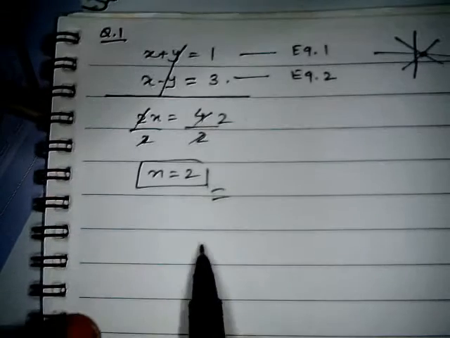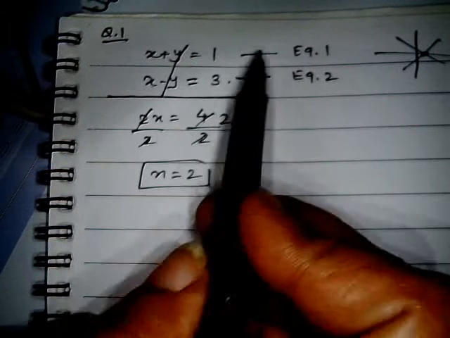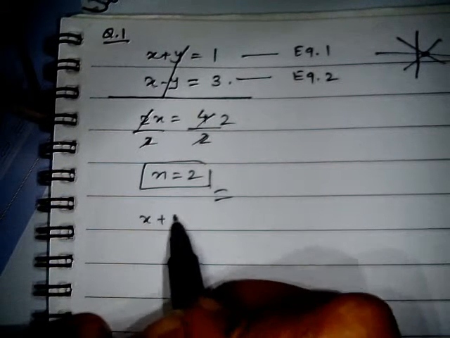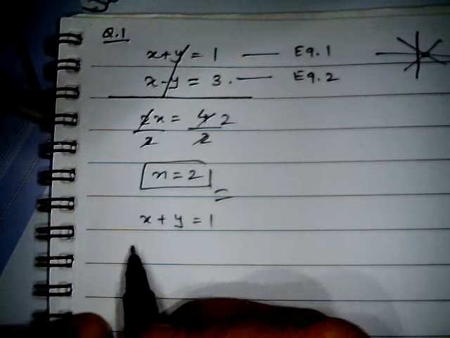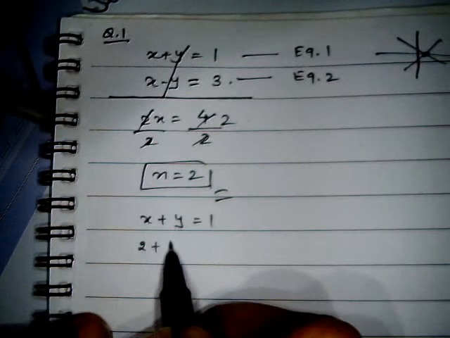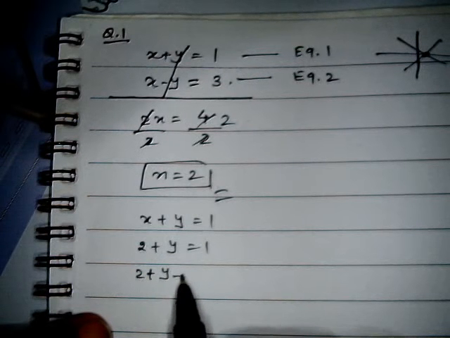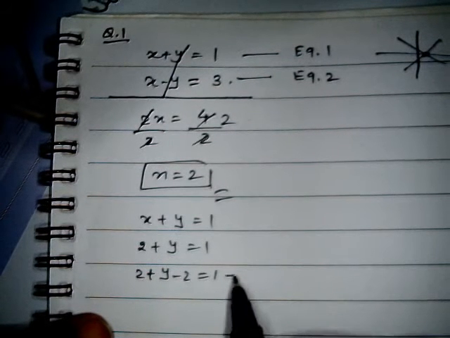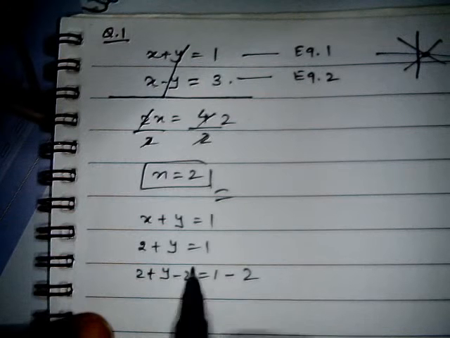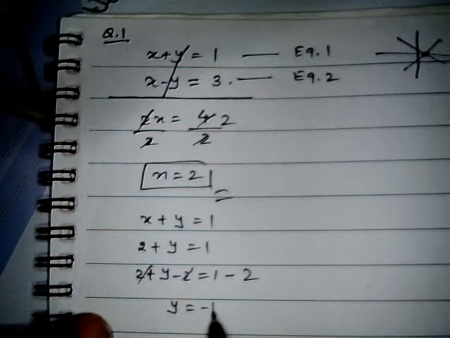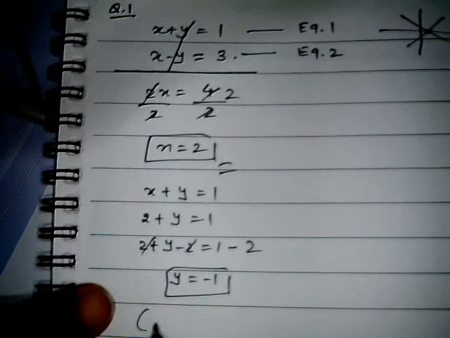Now this x value I need to plug into either of the equations. I have taken equation 1. So 2 plus y equals 1, so y minus 2 equals 1 minus 2, and y equals negative 1. I got the solution (2, -1).